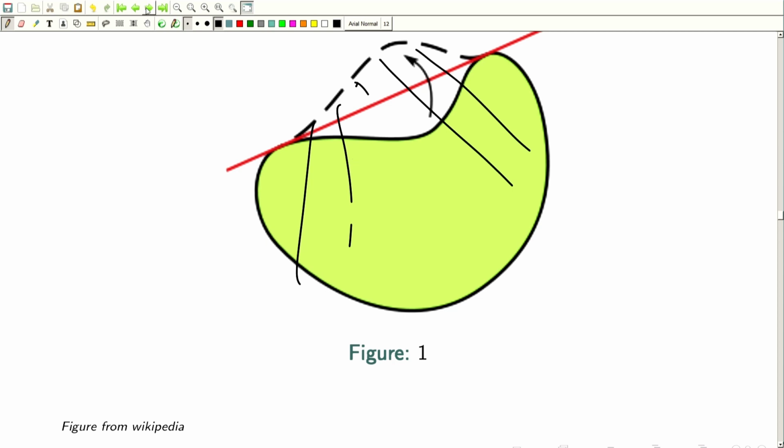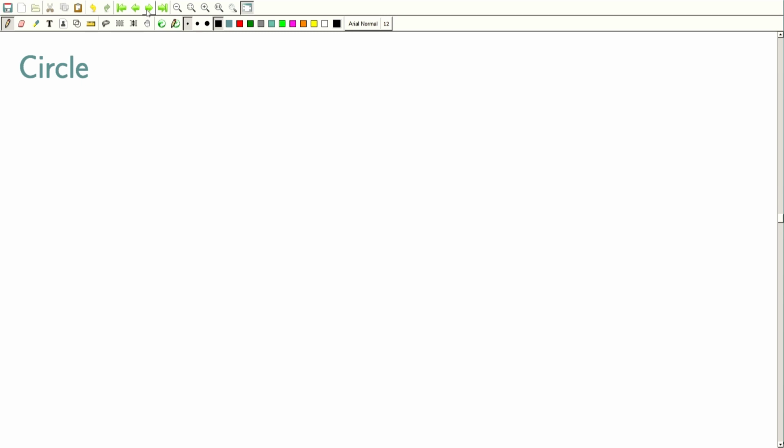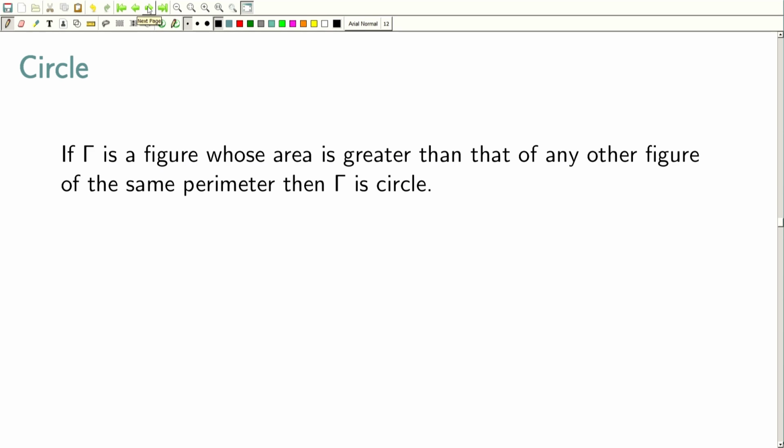That is believable. Now, Steiner has to prove that this is a circle. What he proved is: if gamma is a figure whose area is greater than any other figure of the same perimeter, then gamma is a circle. Here the figure is understood to be a kind of closed curve.